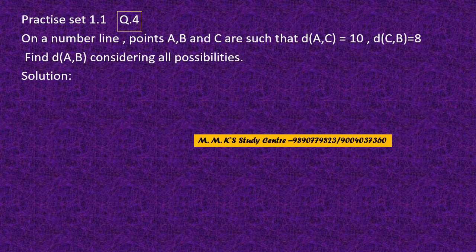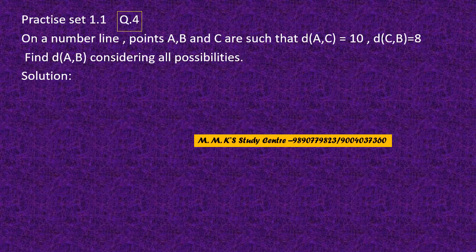Question number 4. On a number line, points A, B, C are such that distance AC is 10, CB is 8, and we have to find out AB. Plus it is told to consider all the possibilities. Here all possibilities means you have to consider all the betweenness. First we'll keep B between, then we'll take C between, and then we'll put A in between. So here we have three cases.